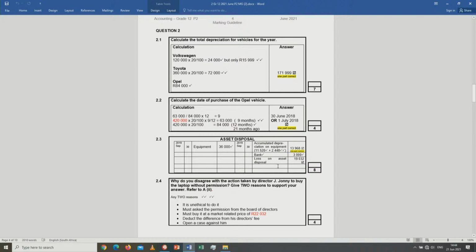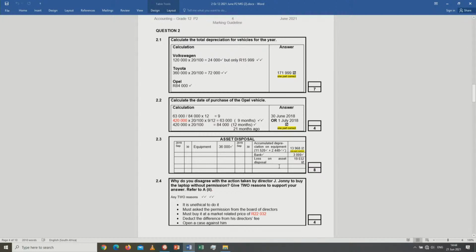Sometimes when the learner doesn't get the marks, you're inclined to go in and give part marks, but it's clear it's only 72,000. It's 2 marks for the 72,000, 2 marks for 15,999, and only 1 mark for 24,000. 1 mark for the 84,000, and then a method mark for your 171,999. 1 part. So if the learner picks up any mark on the calculation, then he can get the method mark at the end.